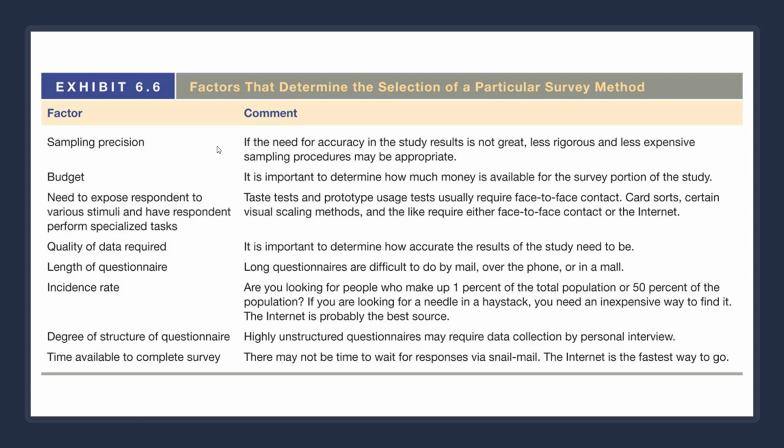Next factor is the degree of structure of the questionnaire. Highly unstructured questionnaires may require data collection by personal interview. What does it mean? It means you have lots of probing questions, lots of open-ended questions, and that requires face-to-face interaction. Or sometimes we require a phone call, calling them back and forth, so that you can get the data. On the other hand, a structured questionnaire, with closed-ended questions, only involves yes or no and multiple choice questions. That's easy to do in a survey question.